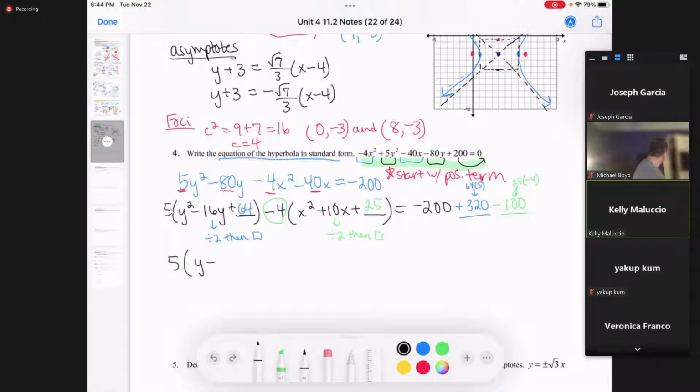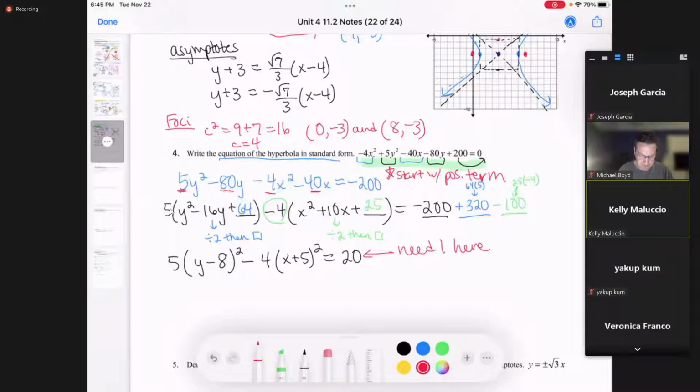But I'm gonna write y minus 8 squared and then minus 4 times x plus 5 squared, right? And when I do this, on the other side, I get negative 200 plus 320 minus 100. Okay, so this is actually just 20. Now remember, I need 1 here to be in standard form.